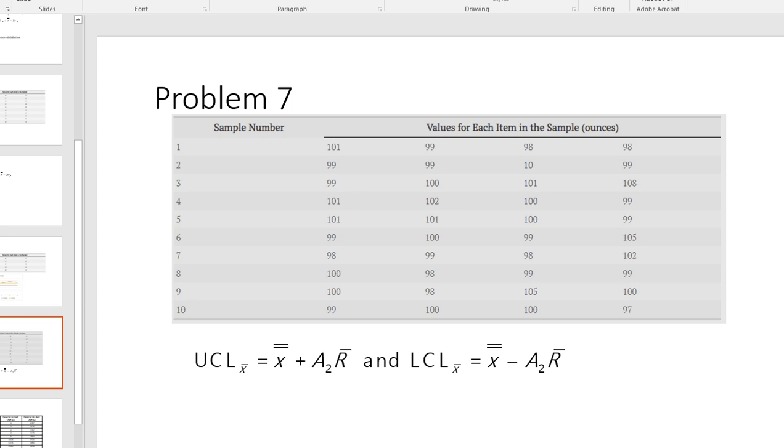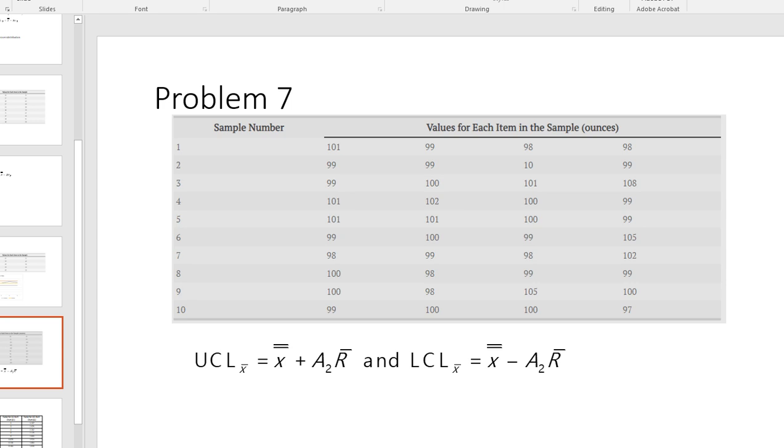So for sample 2, we have 89. And we have 9 for sample 3, 3 for sample 4, 2 for sample 5, 6 for sample 6, 4 for sample 7, 2 for sample 8, 7 for sample 9, and 3 for sample 10. So these are all the ranges. Then we are able to calculate the average range. We just sum all of the range numbers we obtained for each sample, and we obtain the average range, which is 12.8. And 12.8 is what we use R bar to represent.